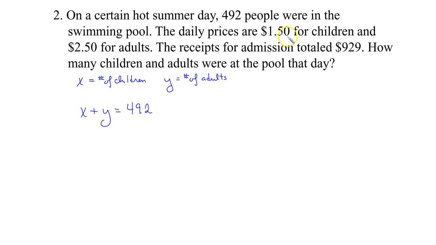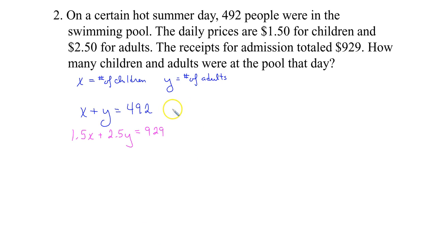$1.50 for every child and $2.50 for every adult. So our money equation is 1.5x plus 2.5y equals 929. Keep the money with the money and the non-money with the non-money. You can put the 0 at the end if you want to. It just clutters up the equation.